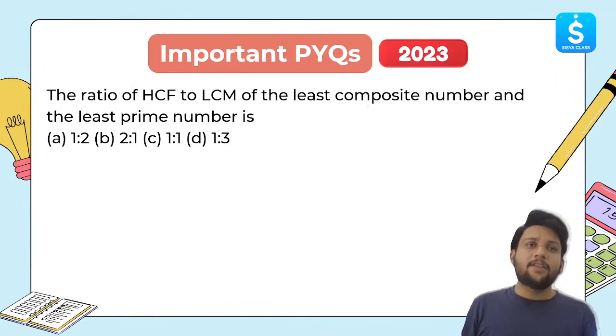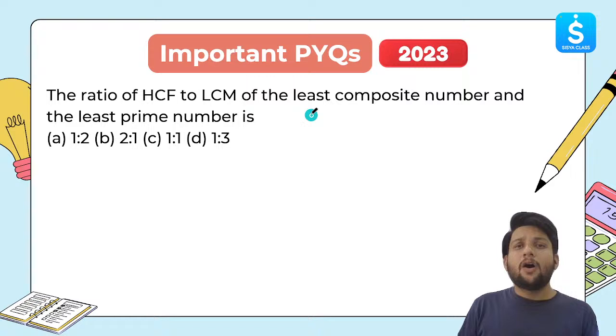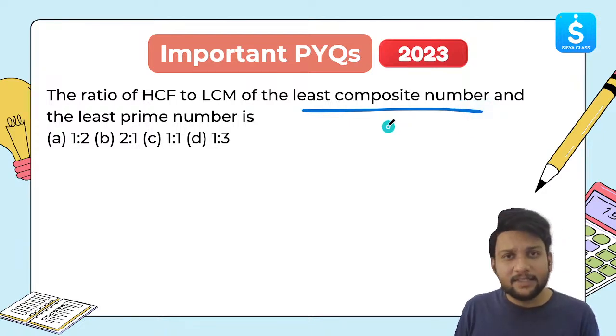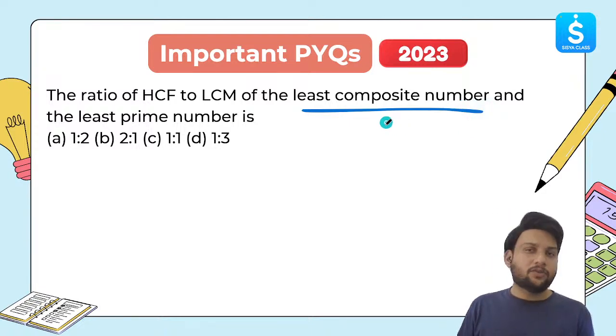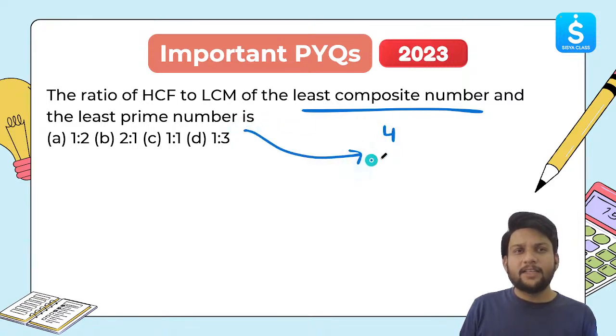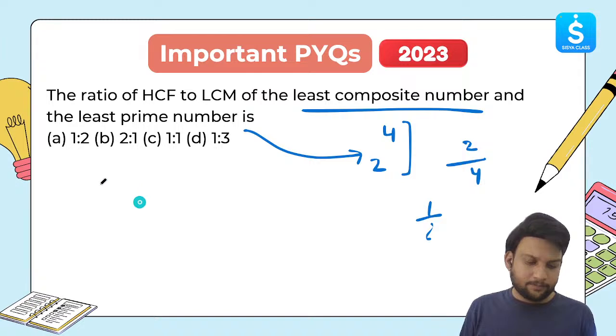Now, what we have is the ratio of HCF to LCM of the least composite number and the least prime number. What is the least composite number, dear students? Let's see, is 1 composite? No. Is 2 composite? No. Is 3 composite? No. What is the least composite? 4. And what is the least prime number? Is 1 a prime? No. The least prime is 2. So if you have to find the HCF of 2 and 4, it is 2. And if you have to find the LCM of 2 and 4, it is 4. So the answer is 1 by 2, or option number A.